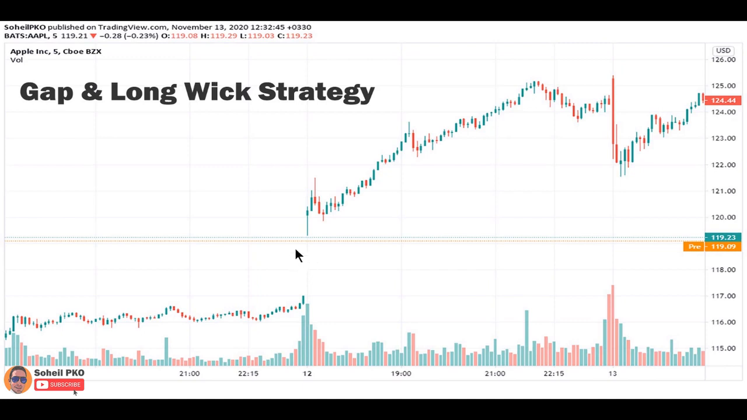As you can see here, we have a price chart of Apple. The time frame is 5 minutes, and as you see, we have a large gap here, and after that we have a hammer candlestick, which is naturally bullish.